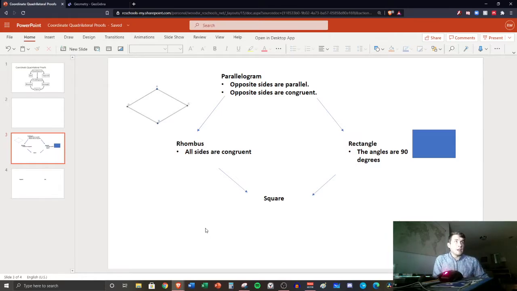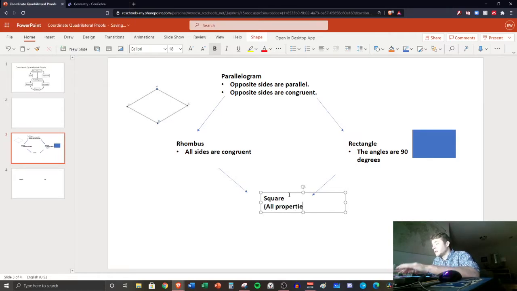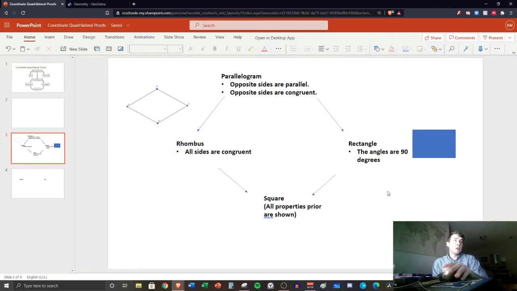Now that also sounds a lot like a square, right? A square has all sides congruent. But the special property about a square is their angles, all four angles are going to be also 90 degrees. Okay? So the square inherits all of the properties listed. So every single property up here has to be true and has to be shown for it to be a square. Okay? So we're not going to even put anything under square. I guess we'll just put parentheses, all properties prior are shown. Okay? That's how we show that it's a square.